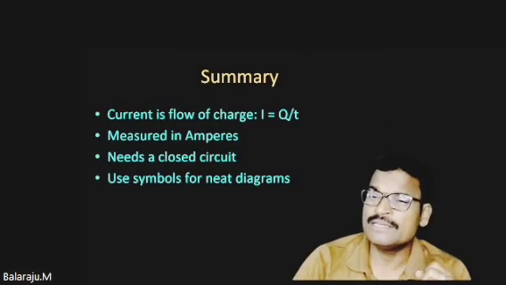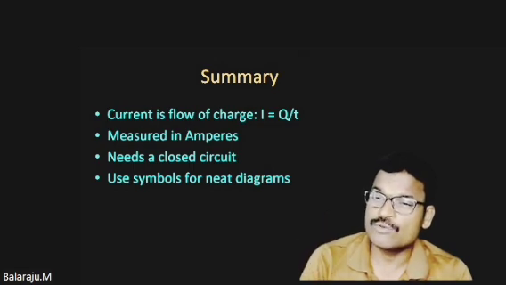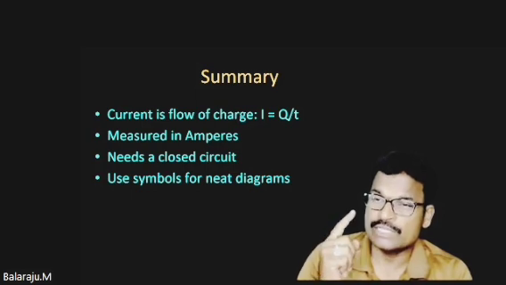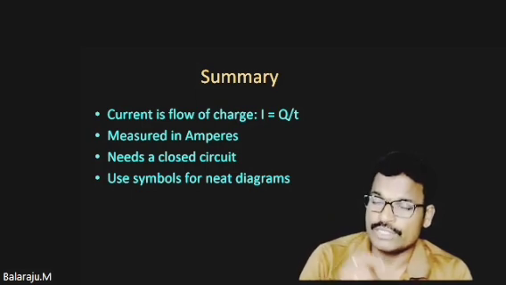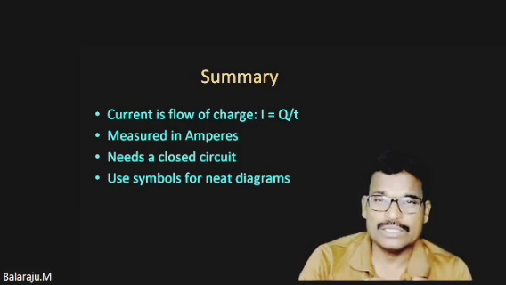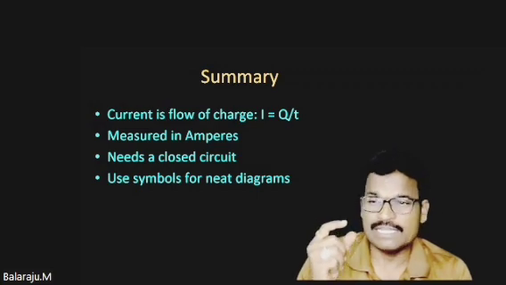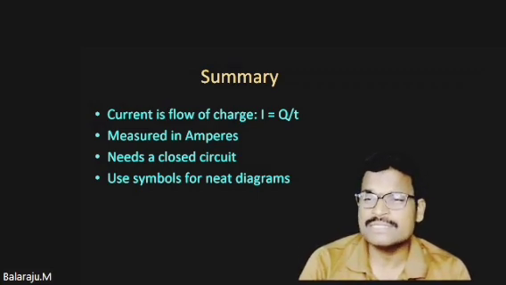Summary, what we are learning here? Current is the flow of charge. The formula is I is equal to Q by T. Here I is the current, Q is the charge, T is the time. The charge is measured in coulombs. Time is measured in seconds. The coulomb per second is called ampere. Okay, the current is measured in amperes. Shortly, we can say amps.